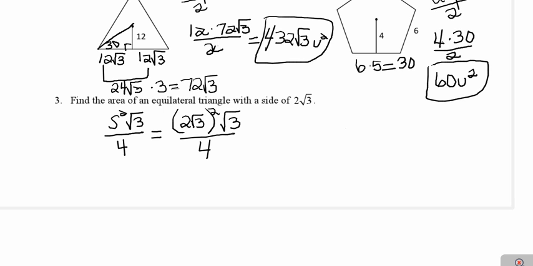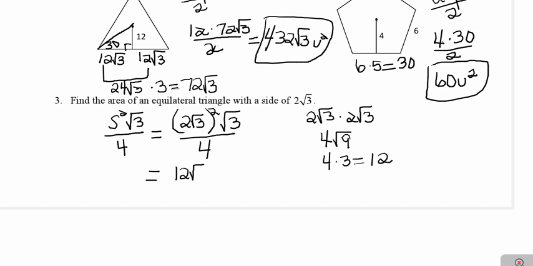Now, anytime you square a square root, I always say to write it twice. And then when you go to multiply square roots, you multiply the outside numbers together and then the inside numbers together. So 2 times 2 is 4, 3 times 3 is 9. I know the square root of 9 is just 3. So when I square it, 2 square root 3, I get 12. So this then would become 12 square root 3 divided by 4. I can simplify 12 divided by 4 to get 3 square root 3 units squared as the area of this equilateral triangle.